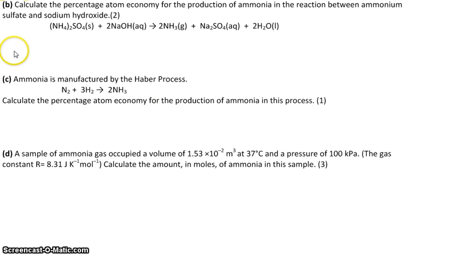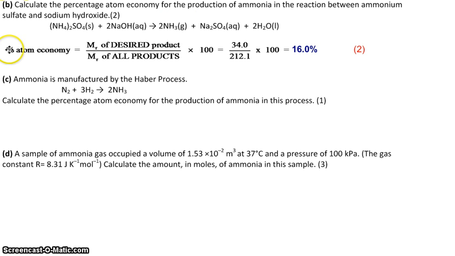So continuing with question 2, part B is about this equation here again, and this time calculate the atom economy for the production of ammonia by this process. So recall atom economy. Percentage atom economy is the Mr of the desired product, all added together, which is this bit, which is 34, 2 ammonias, divided by the Mr of all the products, so that's the 2 ammonias, the sodium sulfate and the 2 waters all added up, which is 212.1, multiplied by 100 gets you 16% for 2 marks.